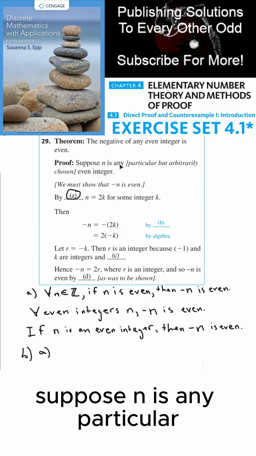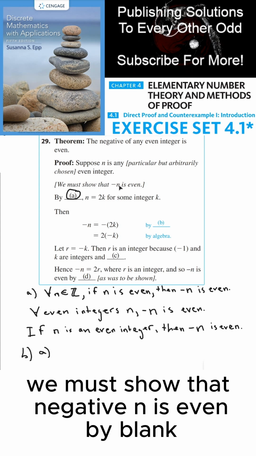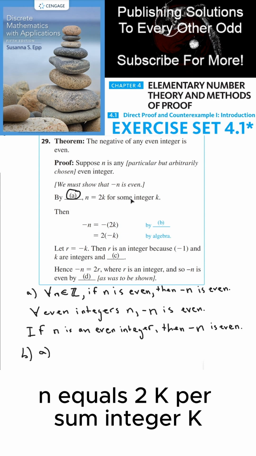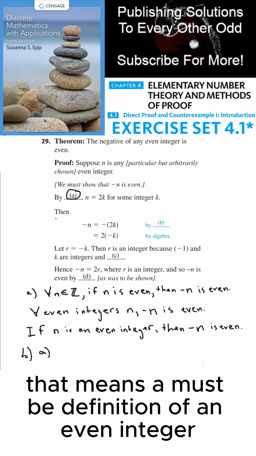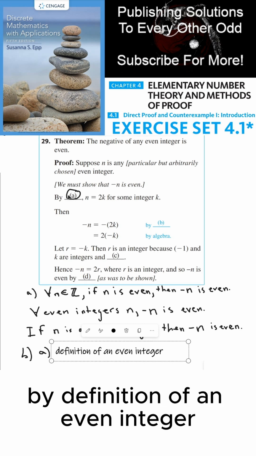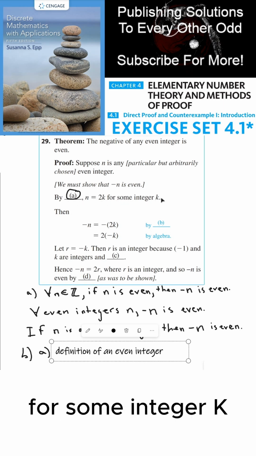Suppose n is any particular but arbitrarily chosen even integer. We must show that negative n is even. By blank, n equals 2k for some integer k. Now this right here is the definition of an even integer. That means A must be definition of an even integer. So now it says by definition of an even integer, n equals 2k for some integer k.